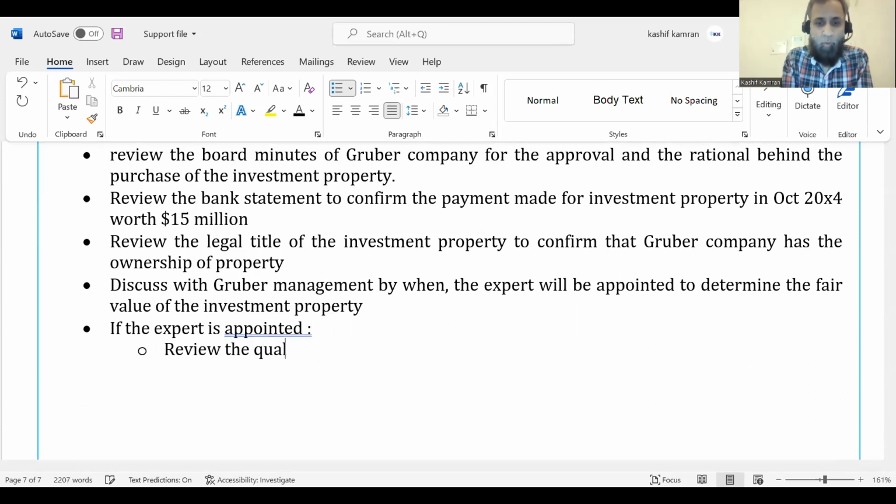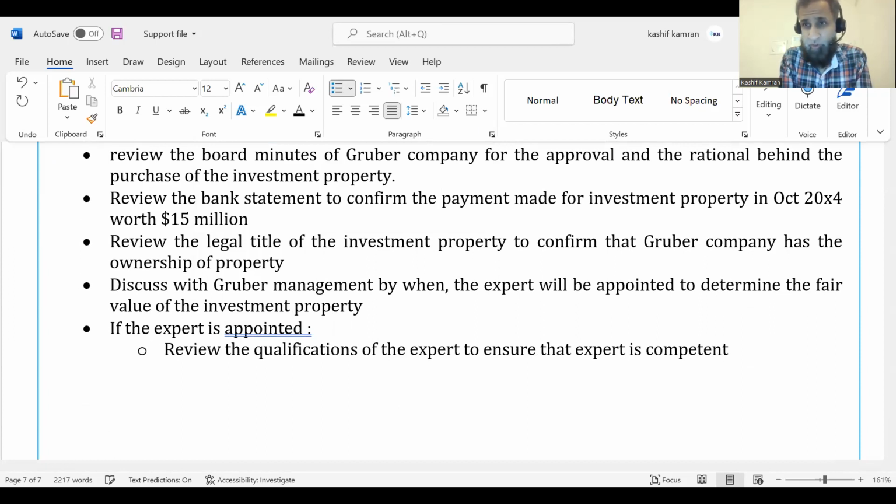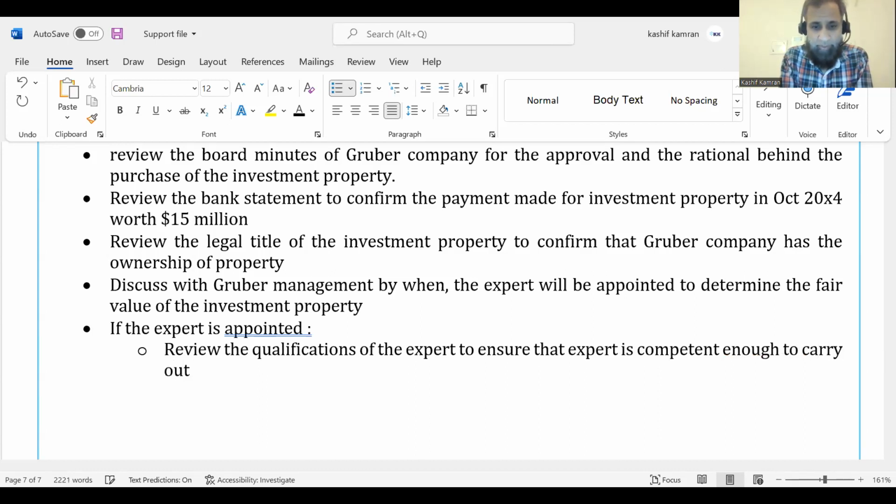If the expert is appointed, review the qualifications of the expert to ensure that the expert is competent enough. These are the procedures on using the work of an expert, right? Which the examiner wants from us. Review the qualification of the expert to ensure that the expert is competent enough to carry out fair value assessment of the property.